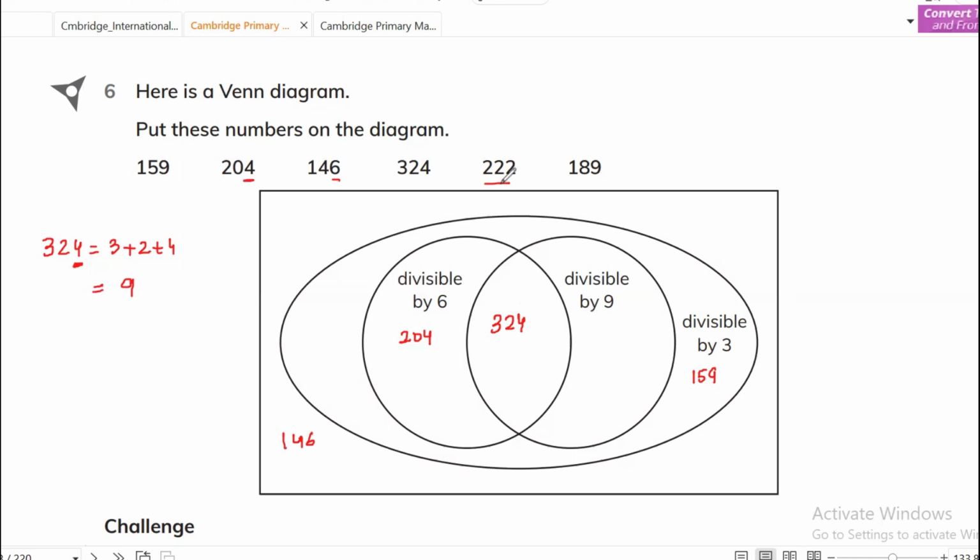And once you check this one, 222, if you add 2 plus 2 plus 2, 6, yes? So 6 is divisible by 3, and it ends with 2, so it is divisible by 2. That means it is divisible by 6. So you will write here 222.